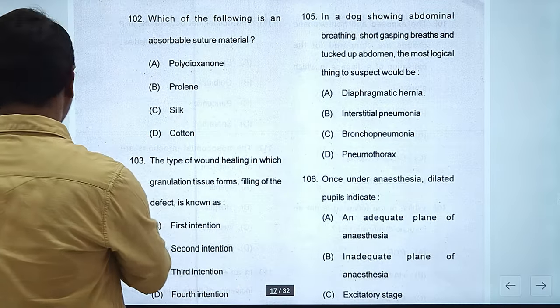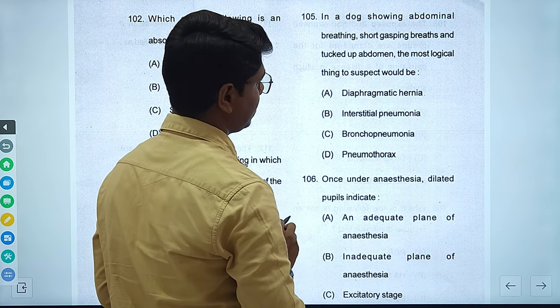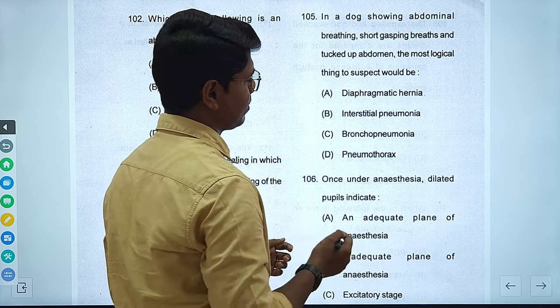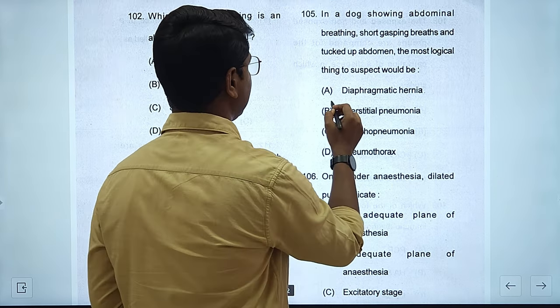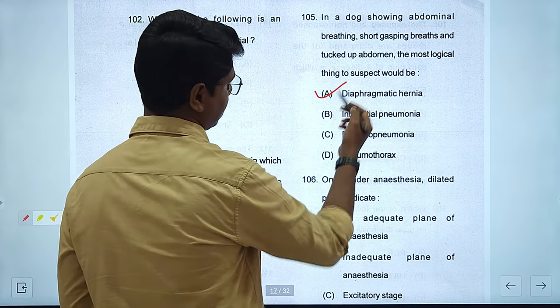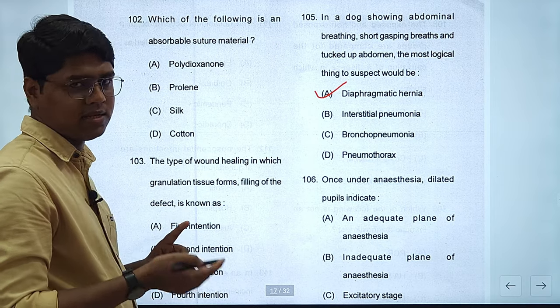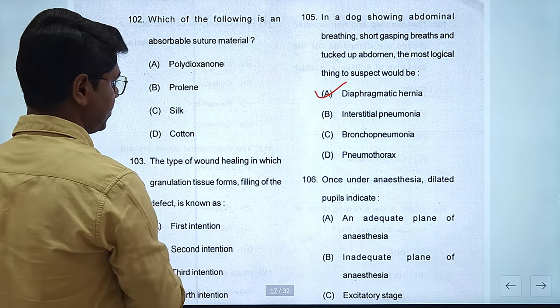105. In a dog showing abdominal breathing, short gasping breath and tucked-up abdomen, the most logical thing to suspect is diaphragmatic hernia. Abdominal breathing and short gasping, you can suspect diaphragmatic hernia, but you should go for other diagnostic features like X-ray and ultrasonography to confirm this particular diagnosis.